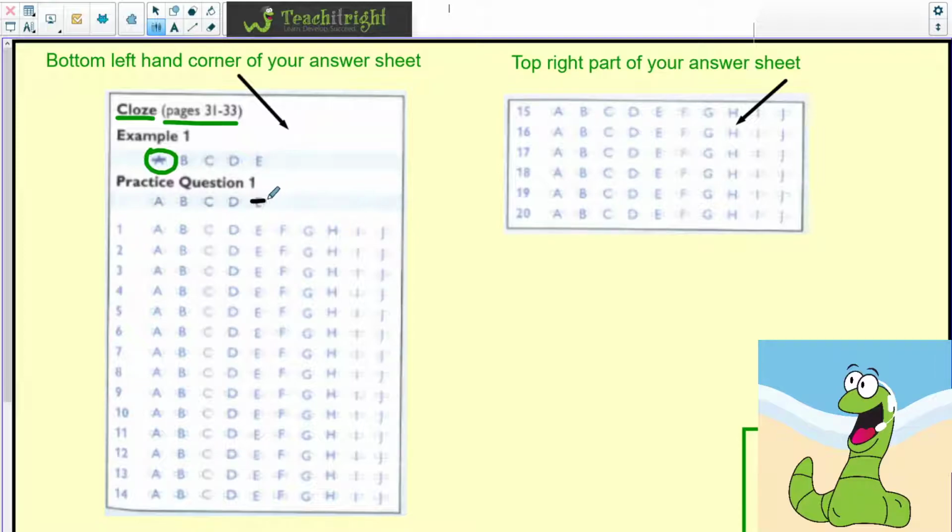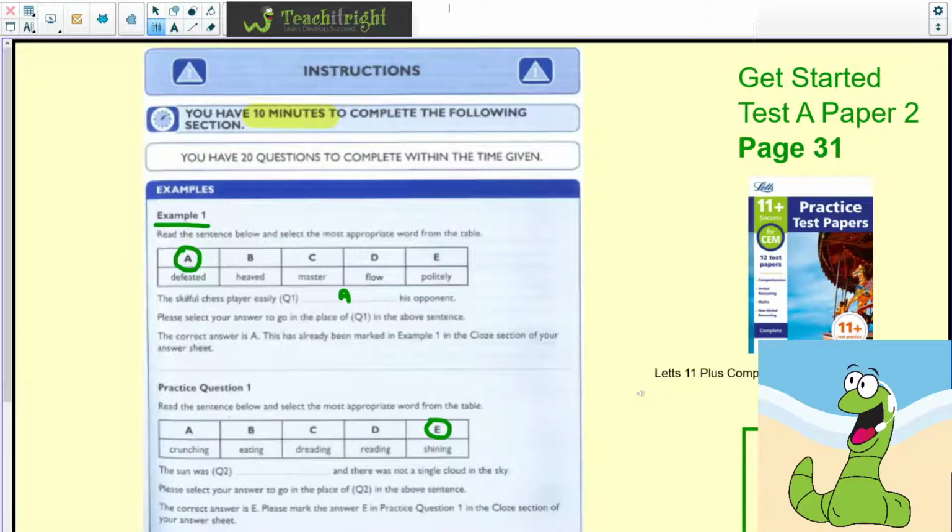So really clearly with a horizontal line through E, making that very clear that that is practice question 1. You don't receive any marks for that, but it makes sure that you've marked it down as the practice question and not thought that it's question 1, because question 1 of course is here. So we're now going to have a little look at the first passage.